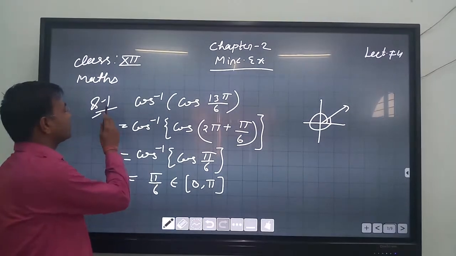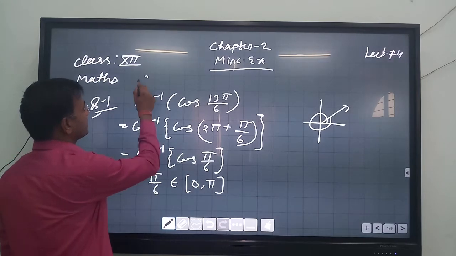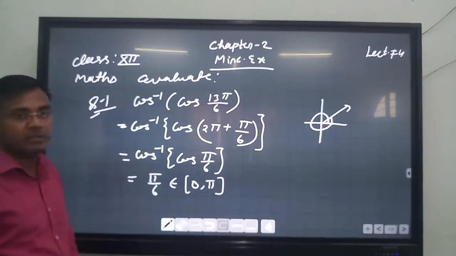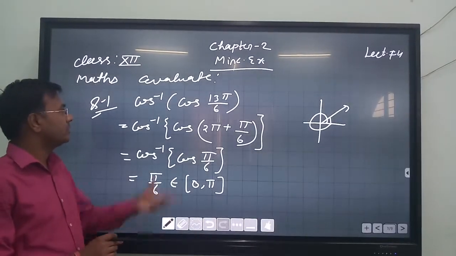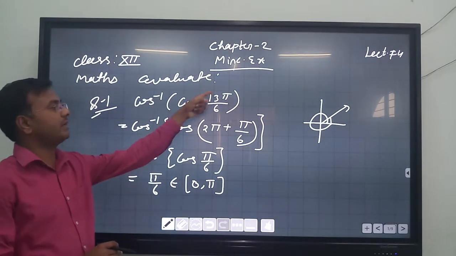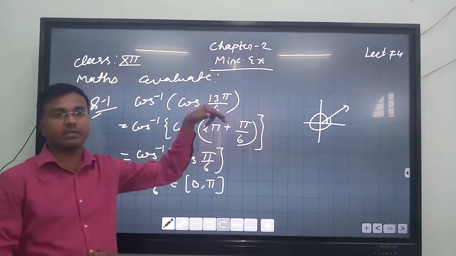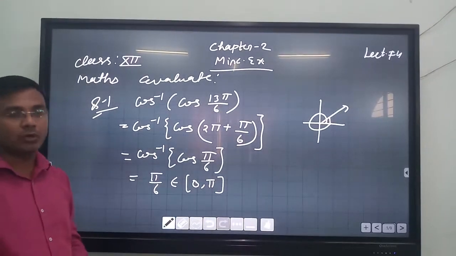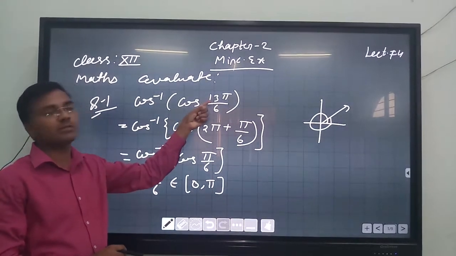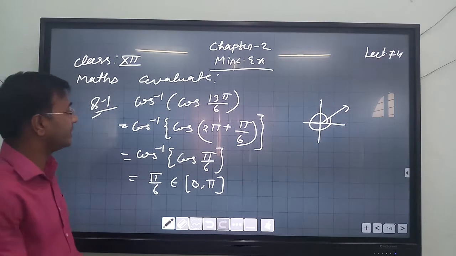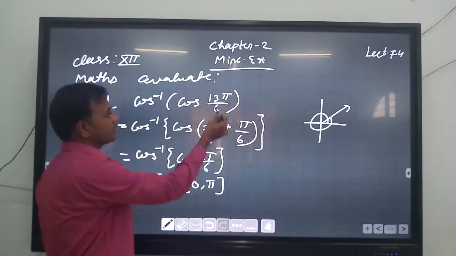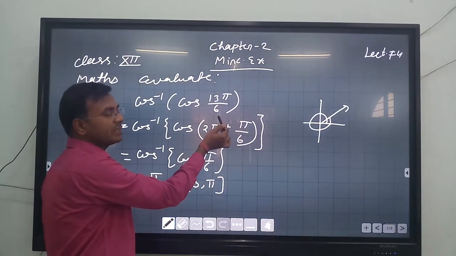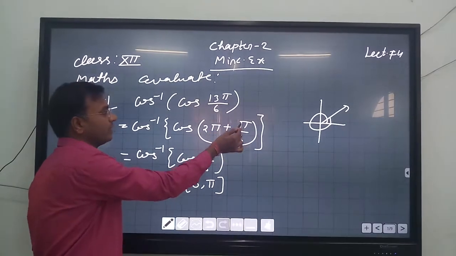Okay, so question number first, evaluate cos inverse cos 13 pi by 6. As we discussed in previous videos, for such questions we cannot write this angle directly unless this angle falls in its principal value branch. We know that the principal value branch of cos inverse is the closed interval 0 to pi, and this value is more than pi, so we have to reduce the angle. So 13 pi by 6 can be written as 2 pi plus pi by 6, because 12 pi by 6 plus pi by 6 is 13 pi by 6.